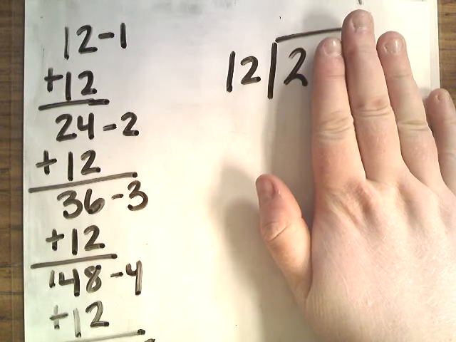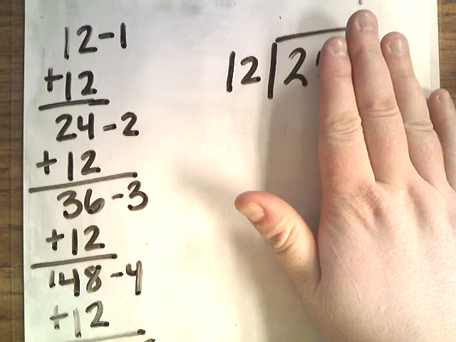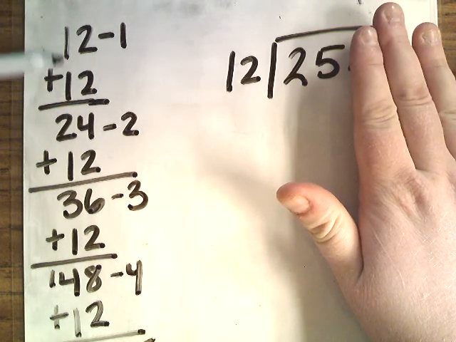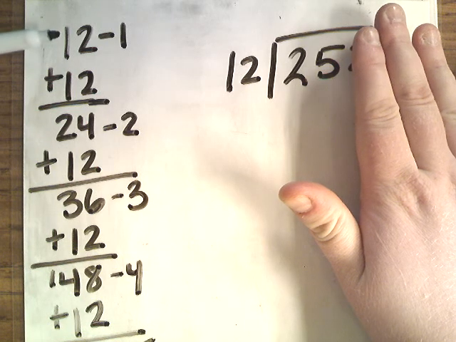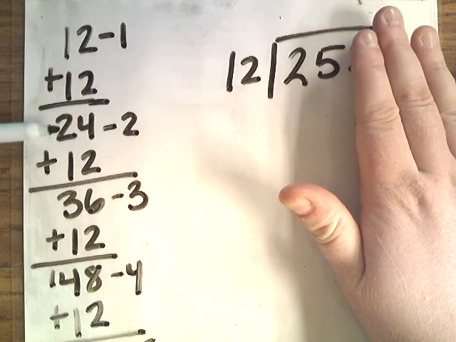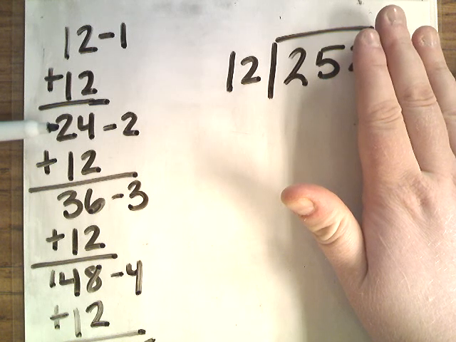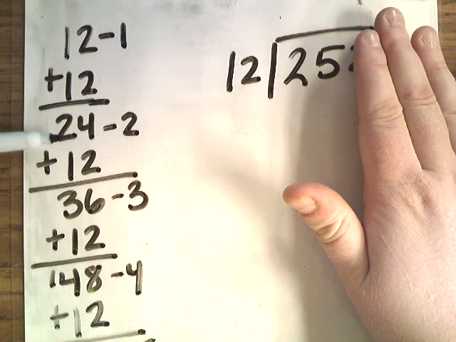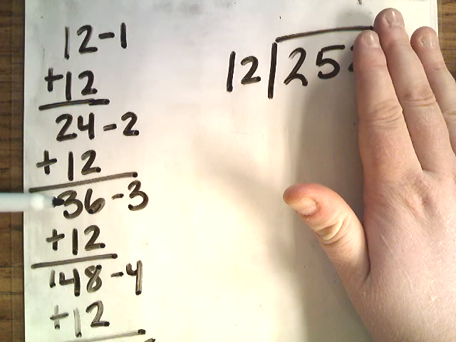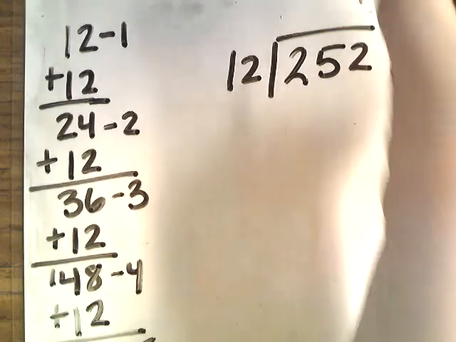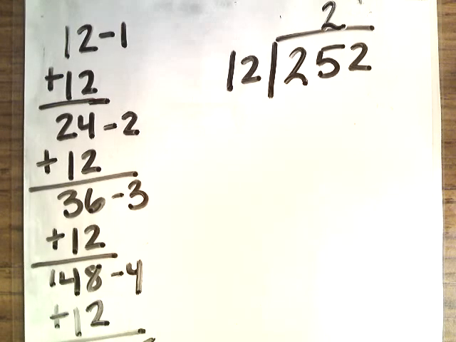12 cannot fit into 2. There are no groups of 12 in 2. There are some groups of 12 in 25. So we have to go down our running total here and figure that out. So 12 times 1 is 12. 12 times 2 is 24, which is close to 25, and it does not go over. It's not bigger than. But let's check the next number to be safe. 12 times 3, 36. Too big, so we go back to that one. So 12 fits into 25 2 times.